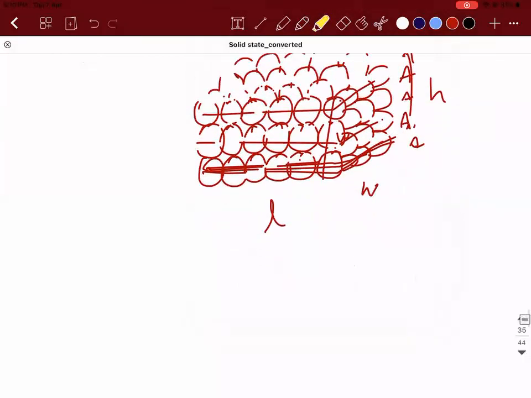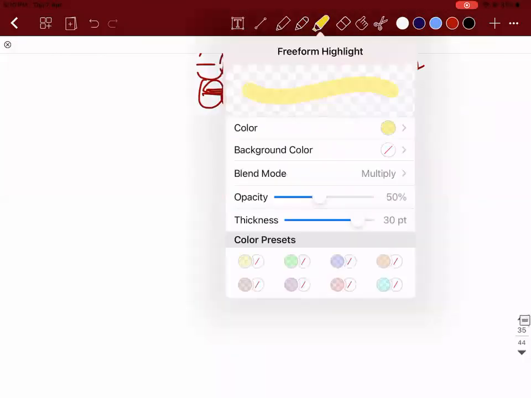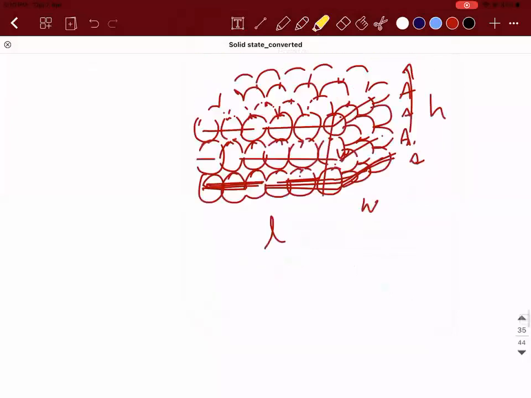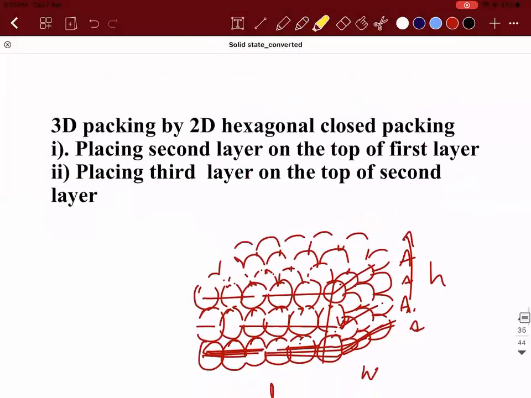Now, look at me. I have already mentioned here, first thing, this is square closed packing. When I am placing hexagonal closed packing, first layer, now I am placing the second layer on it. So in the first layer, what happened in hexagonal closed packing?